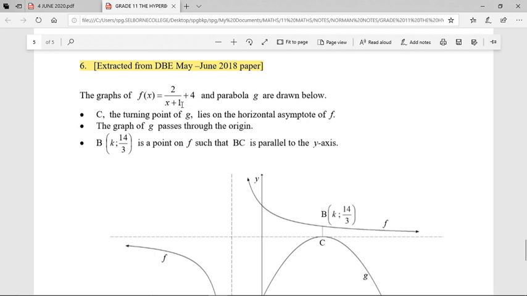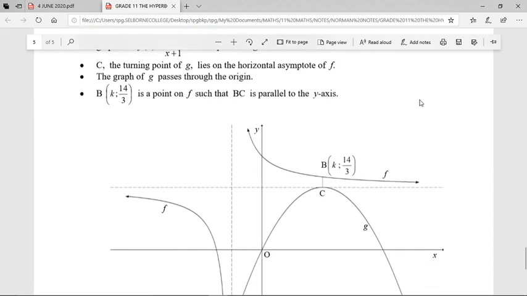It shifted 1 to the left. What does the plus 4 mean? It shifted 4 units up, right? So we know everything about the f graph. And the parabola g is drawn, right? We don't know g. They didn't tell us the equation of g.